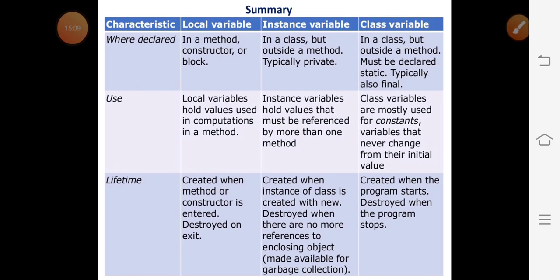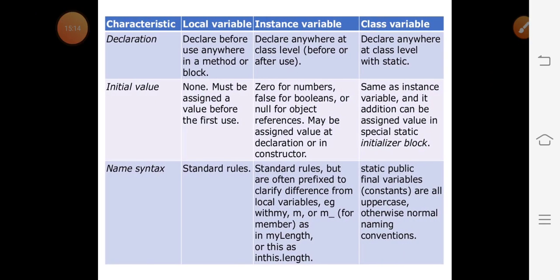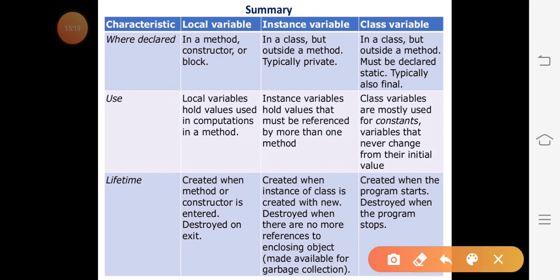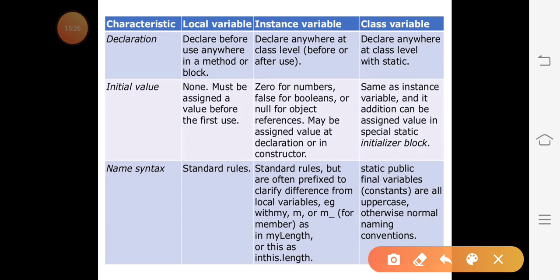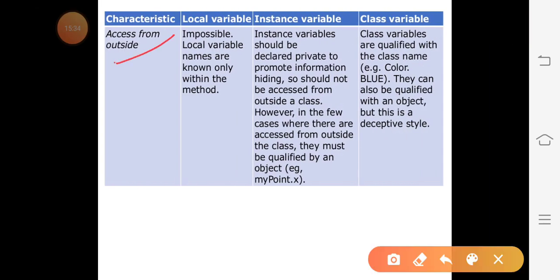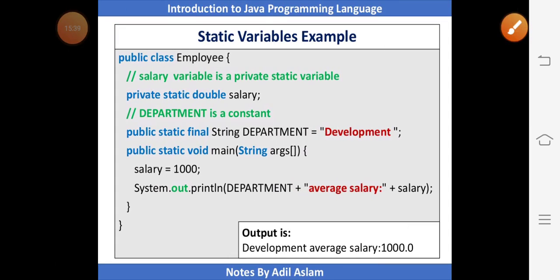Right, and here is the summary of whatever we have studied about local, instance and class variables. You can look at where each is declared. There are some summary points: use, lifetime (how long it stays in memory), declaration and initial values, and access from outside. This is only a summary; there is no need to go through it in such detail, because a question on static and instance variables will hardly come for more than 2 marks.